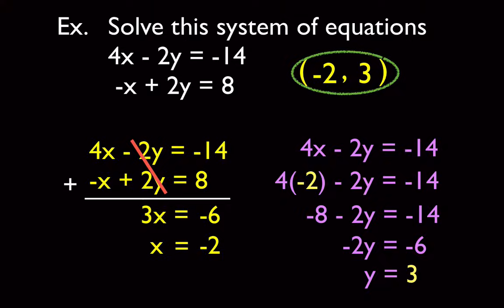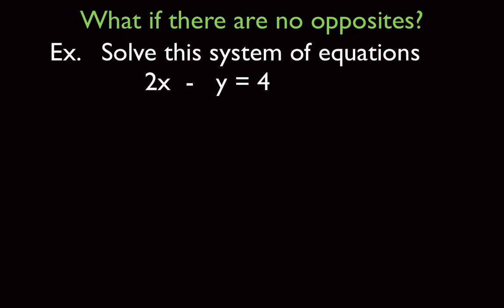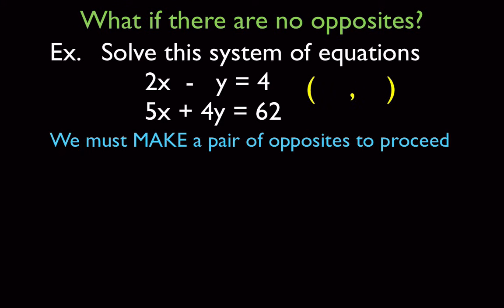Now, what if there are no opposites though? Okay, so these are easy examples. So what if I gave you a problem where there wasn't any opposites? Right off the bat, you're going to notice there are no opposites. You probably see there's a minus sign and a plus sign, and that's a great clue as to what you probably should do. The idea here is if we don't have opposites, we need to make opposites.